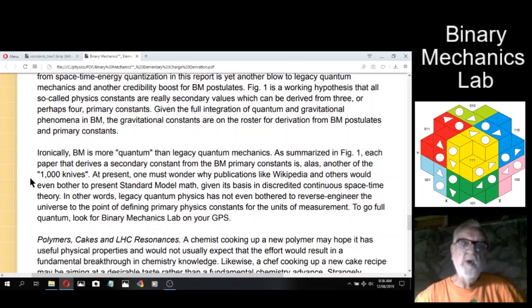At present, one must wonder why publications like Wikipedia and others would even bother to present standard model math, given its basis in discredited continuous spacetime theory. In other words, legacy quantum physics has not even bothered to reverse engineer the universe to the point of defining primary physics constants for the units of measurement.